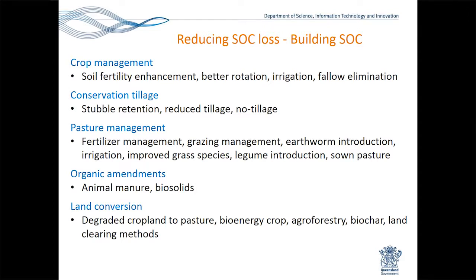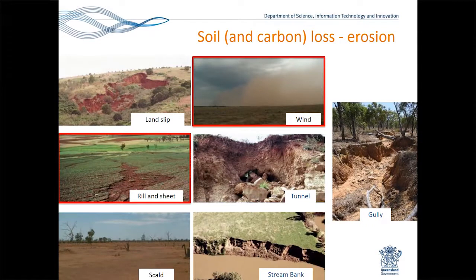And I think that's certainly a question from a carbon point of view, which has been in debate for some years and has come back to the forefront again this year in the media, which is having a look at how you actually quantify carbon and loss, particularly through erosion. And so I just highlighted two that have certainly been of interest in the Charleville area over the years: wind erosion and rill and sheet erosion. And these are all from Queensland Government slides to do with the different types of erosion that occur in Queensland.